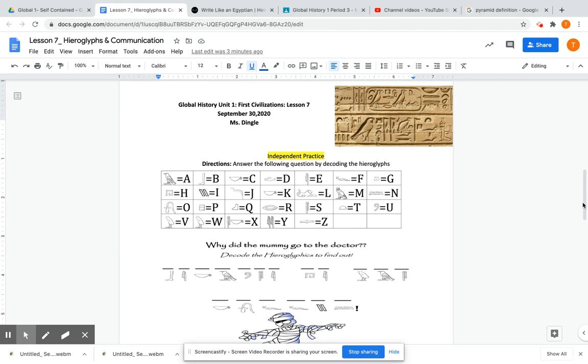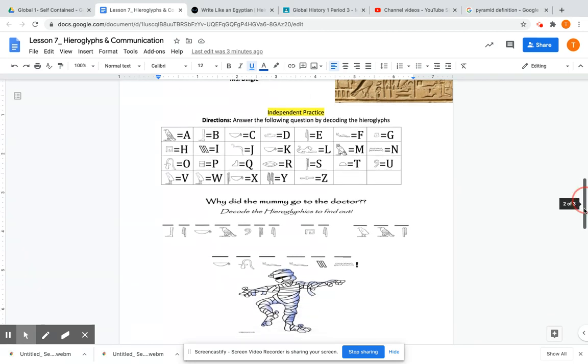Now, the question for today's lesson is, why did the mummy go to the doctor? Now, we don't know exactly why he went to the doctor, but after we decode the hieroglyphics, we will have the answer. So I'm going to do a few of the opening letters or logograms to show you exactly what's expected of you for tomorrow.